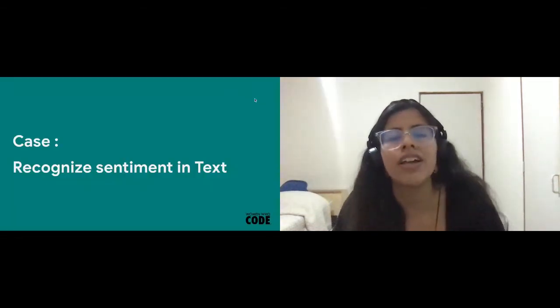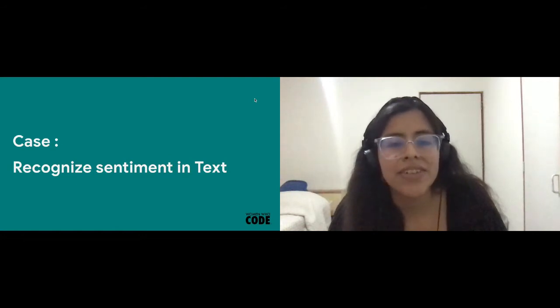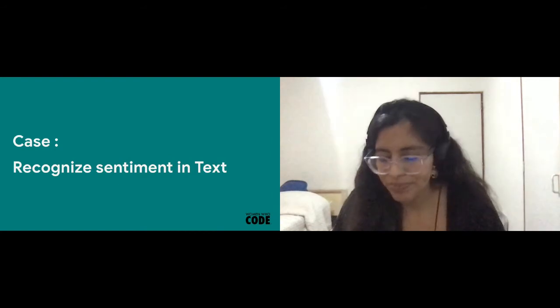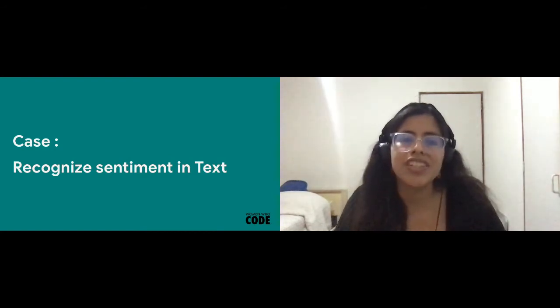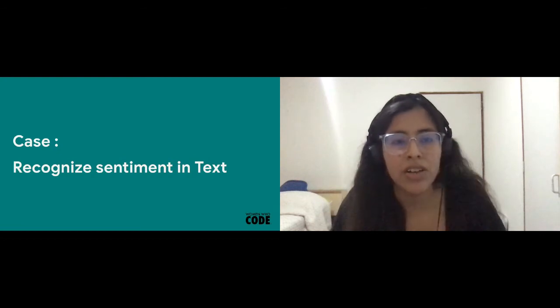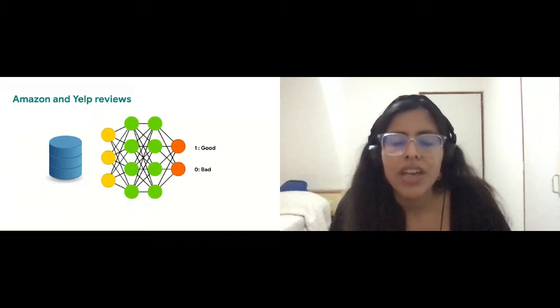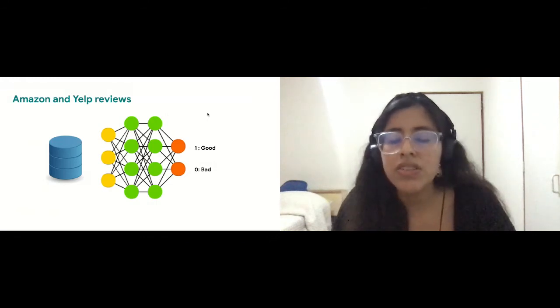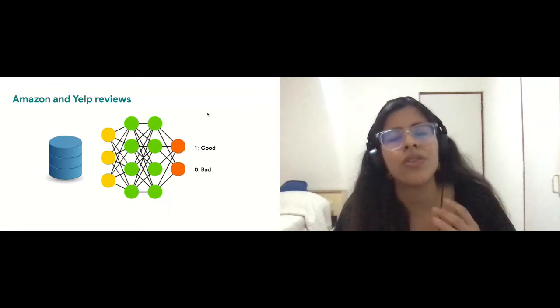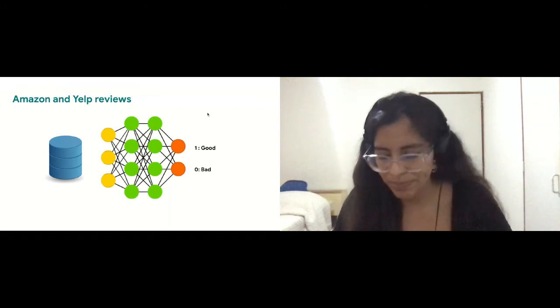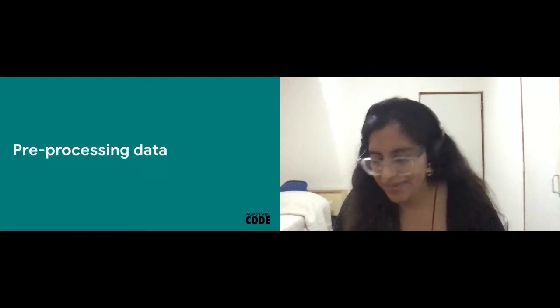So first of all, I'm going to share a case for how you can recognize sentiments in text to learn some basics of NLP. So I'm going to use this dataset from Kaggle. It collects Amazon and Yelp reviews. We use this dataset and then decide if the review is good or bad. And the data sample is the basis for you to understand some other concepts for NLP. So are you ready? Okay.